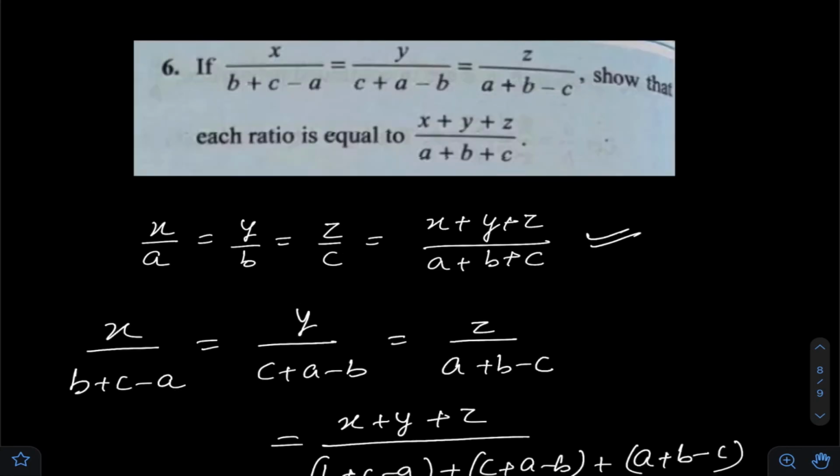Now if we apply the same rule that we applied in the previous questions, we can assume it equals k and find out the value of x, y and z, and we can put x, y, z over here and we can get the same result. So this is another method. If you want to apply this method, that also will be correct.